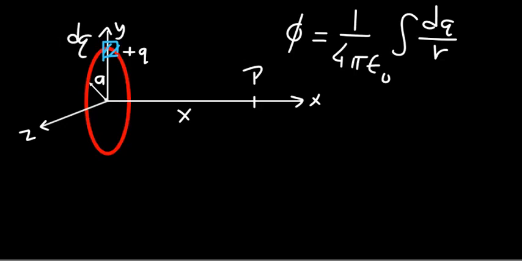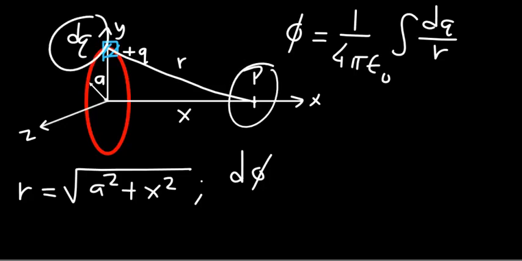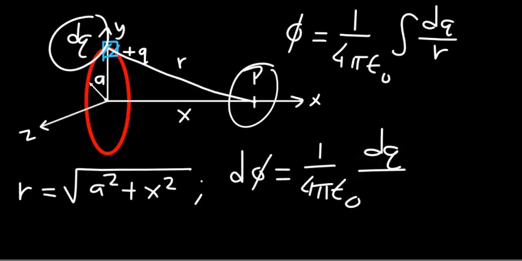The distance between that charge and the point of observation is given by that, and we know from Pythagoras' theorem that distance, which we can denote by r, is square root of a squared plus x squared. So that means the potential that this amount of charge creates at that point is quite simply 1 over 4 pi epsilon naught dq over r, which is square root a squared plus x squared.